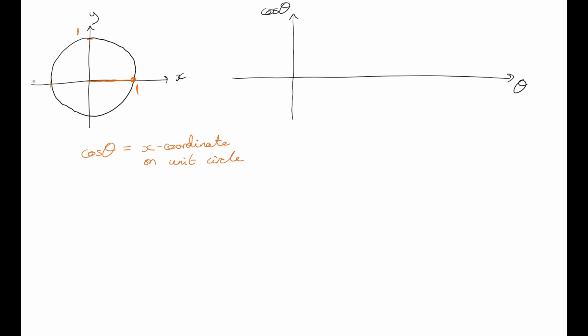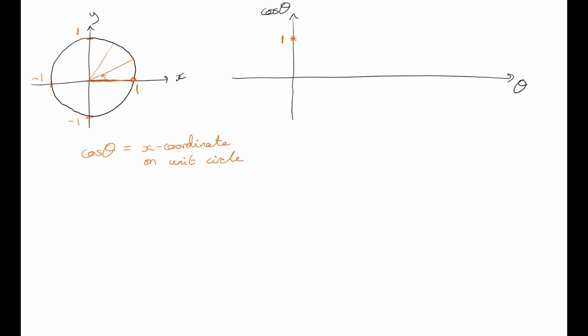Now, the x-coordinate on the unit circle here is 1. We'll mark in some key points. By definition, remember, the unit circle has a radius of 1. So straight away on my graph to the right, I can say that when theta is 0, cos theta is 1. And then I want to draw this graph moving along to the right, so increasing theta. So I'm going to consider moving this radius round the circle in that direction, anti-clockwise, increasing theta.